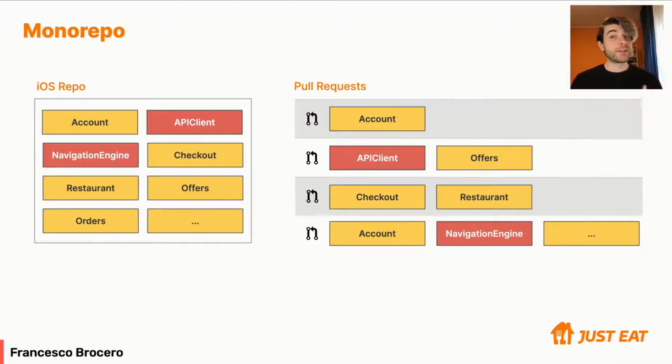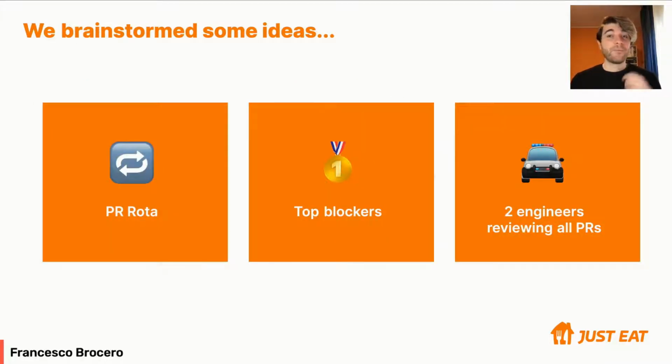When an application starts to grow quite a lot, as an engineer, it is hard to keep track of all the moving parts. The more the app grows, the more important it is to have the right people reviewing the right pull requests. So we started to think about possible solutions. The first one that we actually tried for some months was called PR Rota.